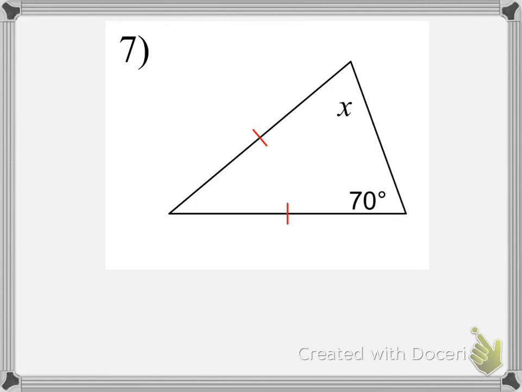Number 7 here was asking us to find the value of x. And so this, once again, is going to be where the properties are important. So can someone unmute themselves and tell me what kind of triangle is number 7? Is it scalene? Is it isosceles? Or is it equilateral?